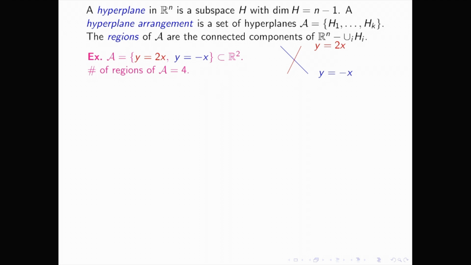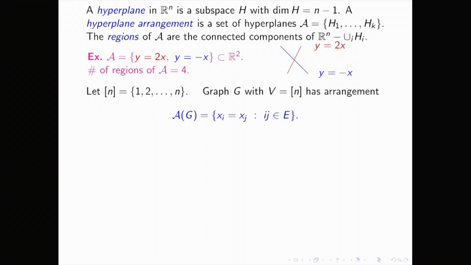So suppose, using the common combinatorial notation, [n] is the numbers 1 through n. Suppose we have a graph G, and suppose the vertices are the numbers 1 through n. Then there is an associated arrangement called A of G, and what you do is you take any edge ij in the edge set, remember i and j are now numbers between 1 and n, and you associate with that edge the hyperplane where you set the ith coordinate equal to the jth coordinate. Okay, so again, let's look at an example.